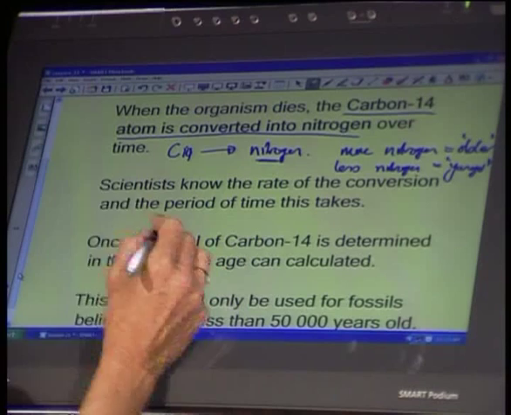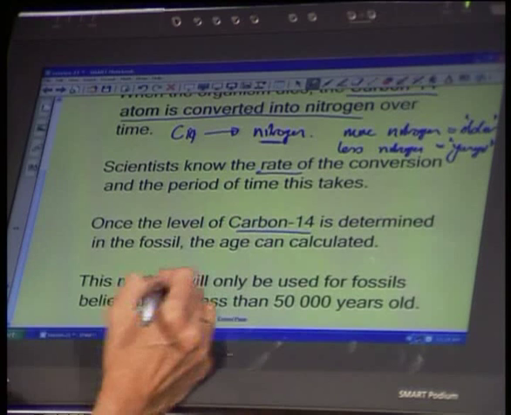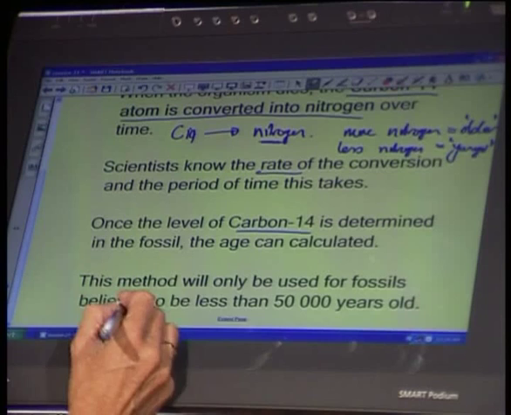So they know the rate of conversion. And once the carbon-14 level is determined, they can say how old the fossil is. And this is normally used for a fossil that's believed to be less than 50,000 years old. So if it's more than 50,000 years, then they're going to start looking at the uranium levels, okay? And if it is less than 50,000, they're going to look at the carbon-14.